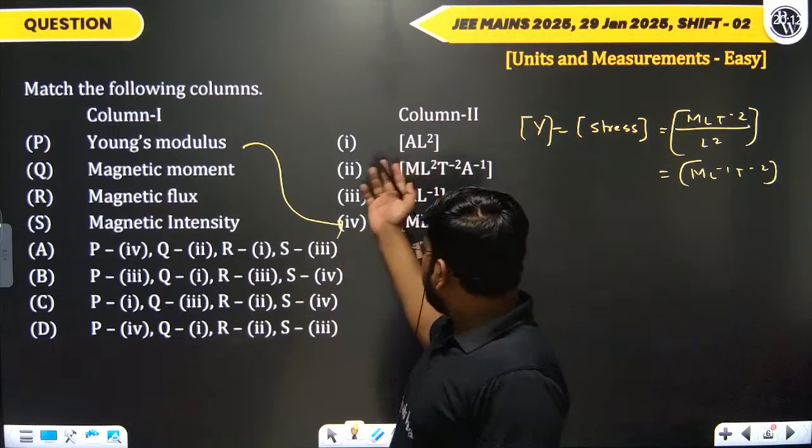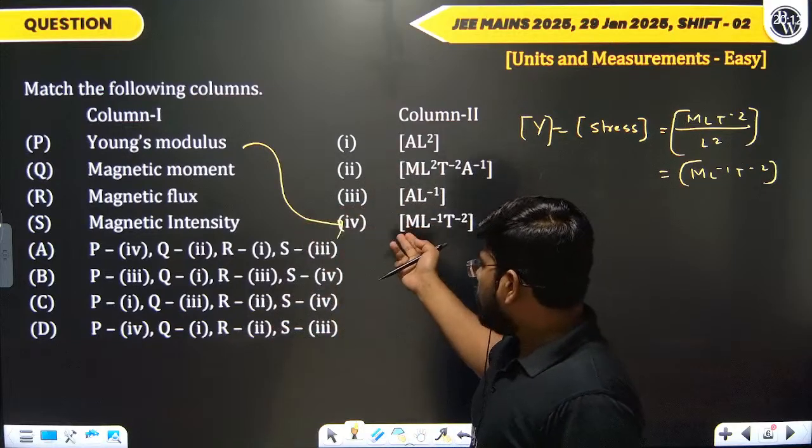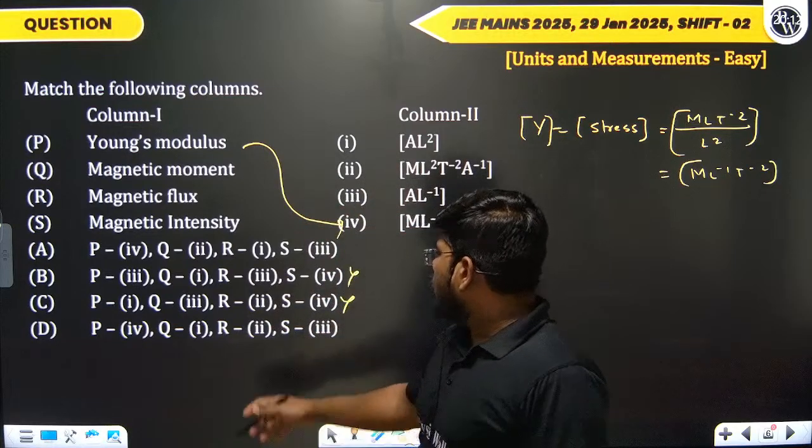Right? So by this, can we eliminate some options? For P, it should be 4. That means this is gone, this is gone. Now let us check any one of them.